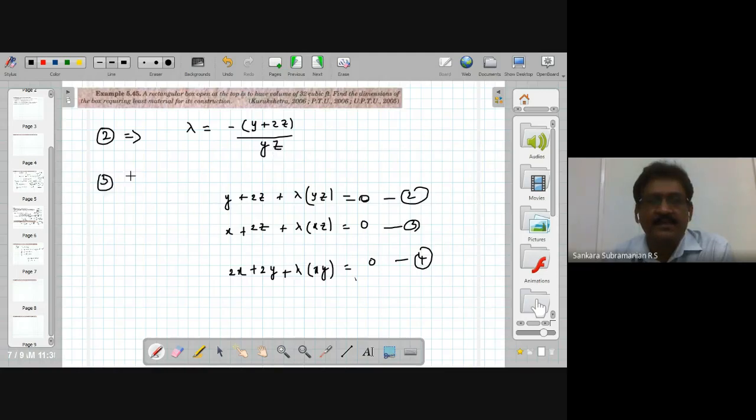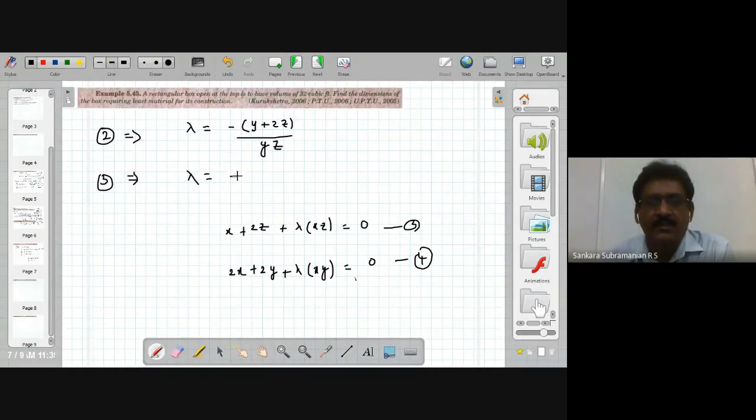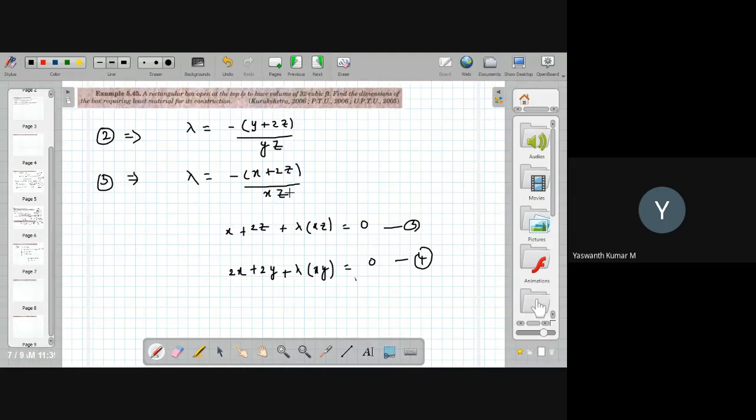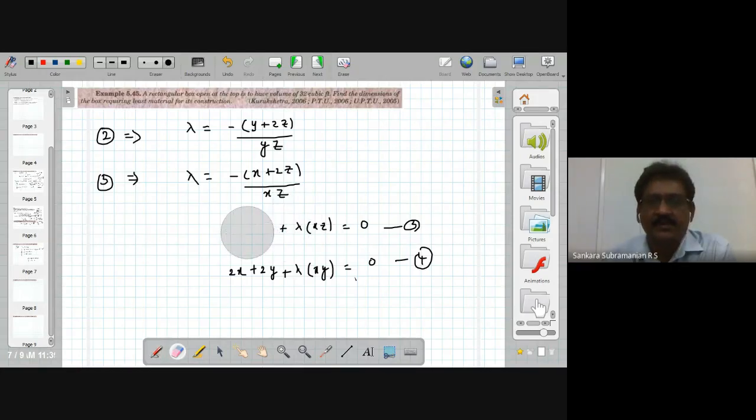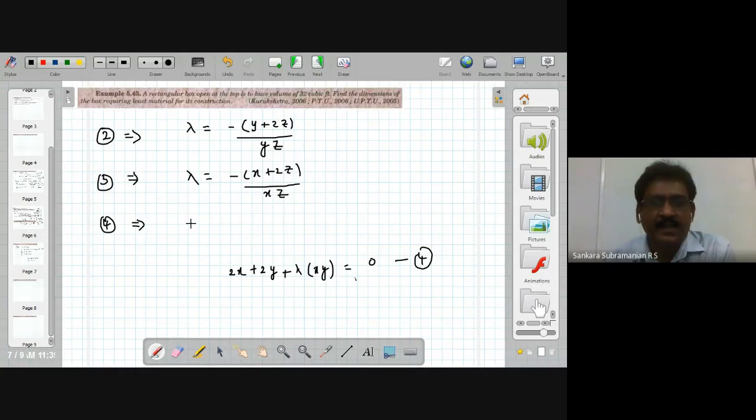And equation 3 implies lambda equal to minus of x plus 2z divided by xz. And similarly, from equation 4, I can get lambda equal to negative of 2x plus 2y divided by xy. என்ன சார் பண்ண போறீங்க அப்படின்னா, அதுக்கு முன்னாடி ஒரு விஷயம் சொல்றேன்.